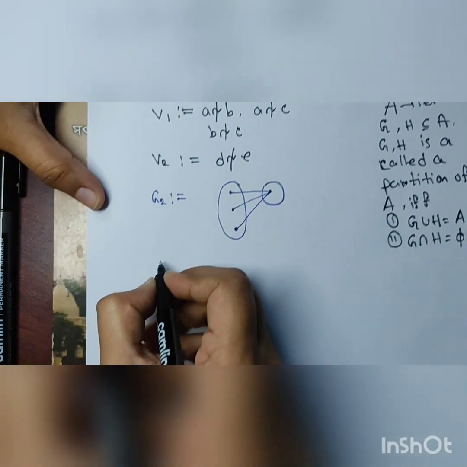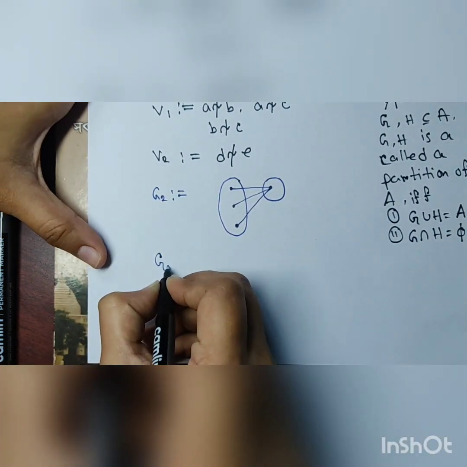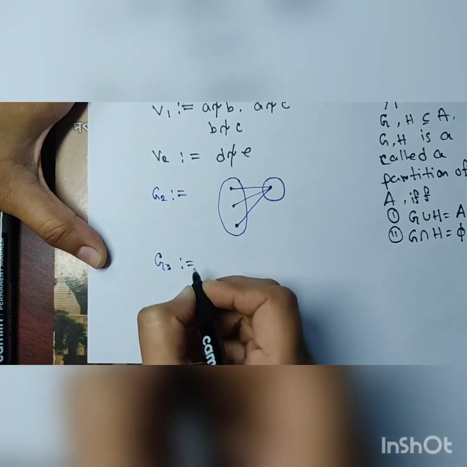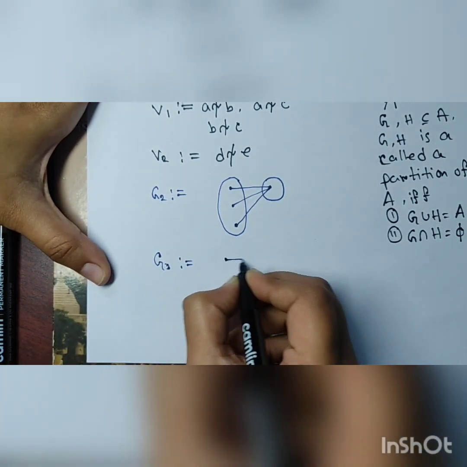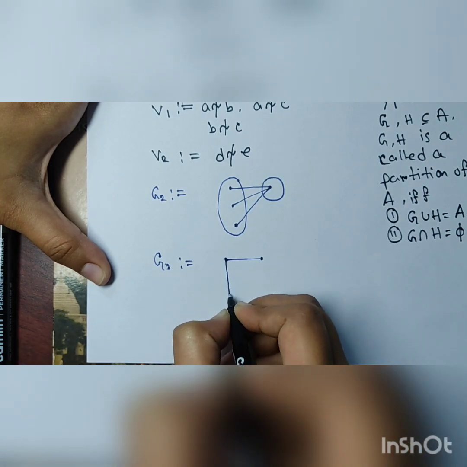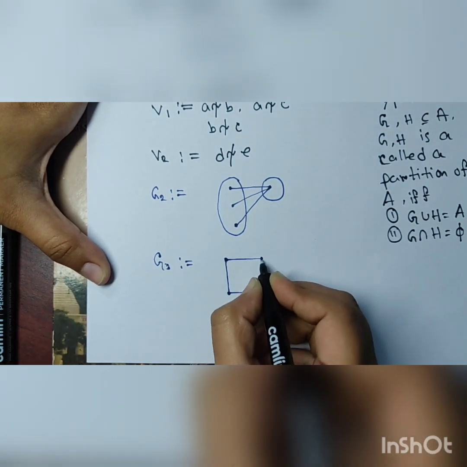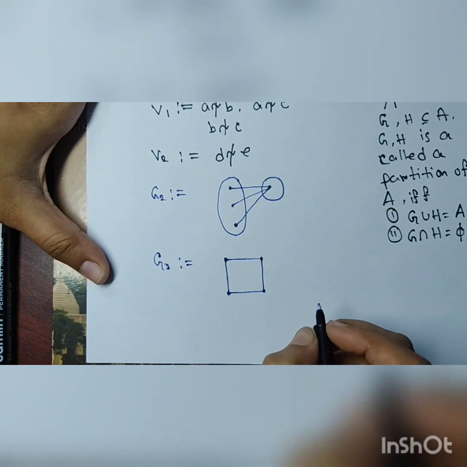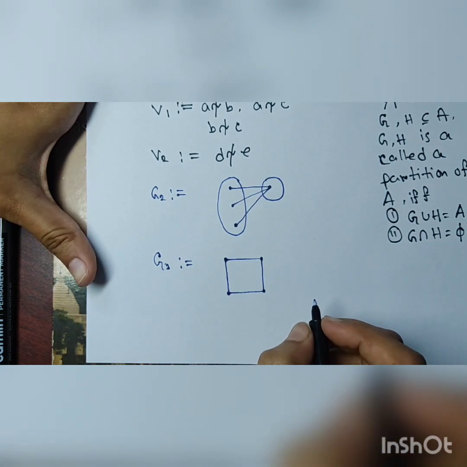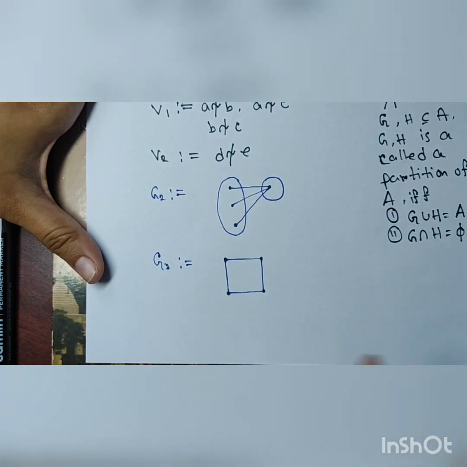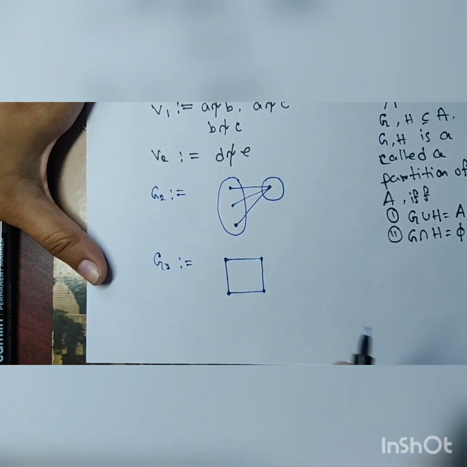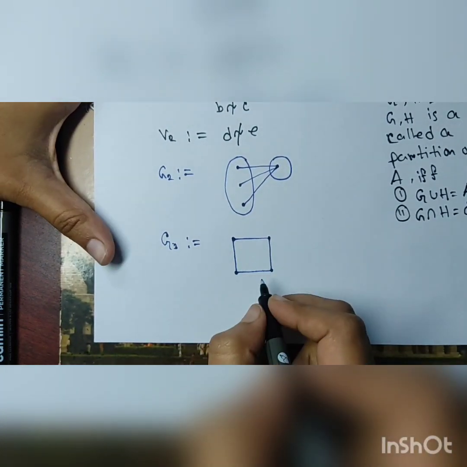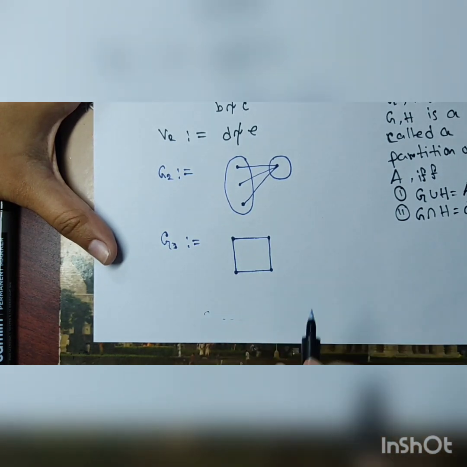Now we can have another example, say G3 to be a cycle. We are considering now a cycle, say this one, cycle on 4 vertices. We'll know later actually what a cycle is. So basically here we have taken a graph on 4 vertices, say. So now we'll check whether this graph is a bipartite graph or not.